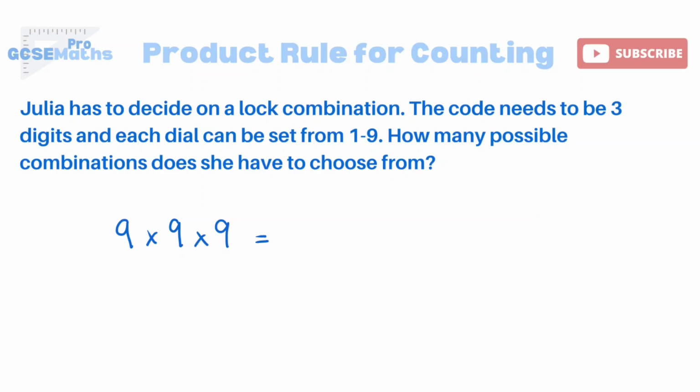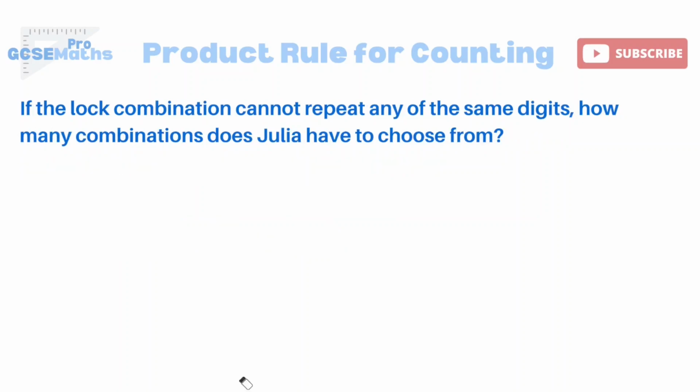What number I choose for dial number 1 doesn't affect what number I choose in dial number 2 and dial number 3. I still have 9 options all the way through. So 9 times 9 times 9 is 729 options or combinations. However, when I then go to part B, you'll see how that could actually be more specific and differ.